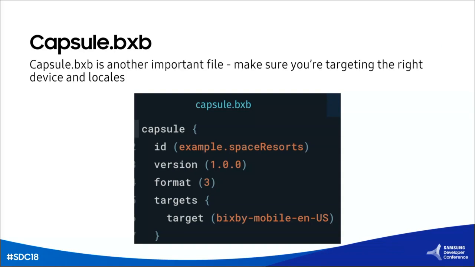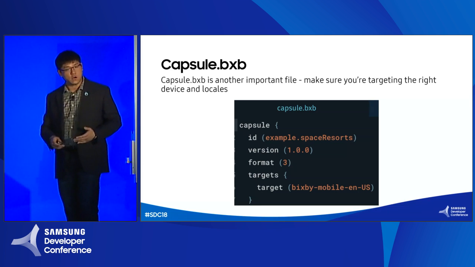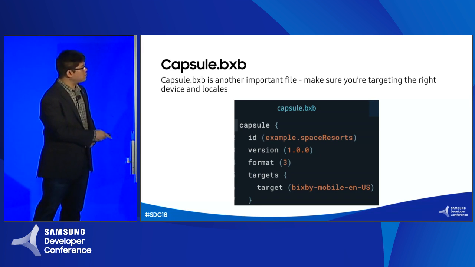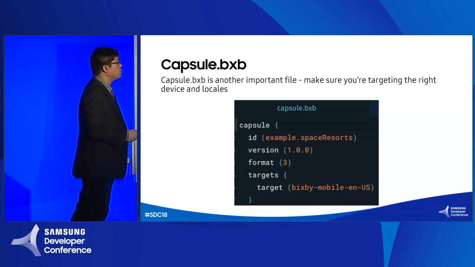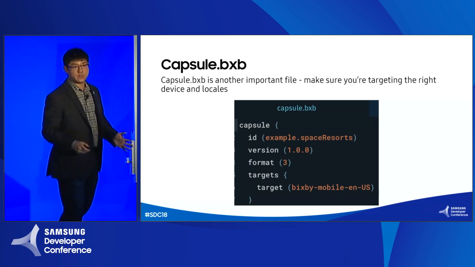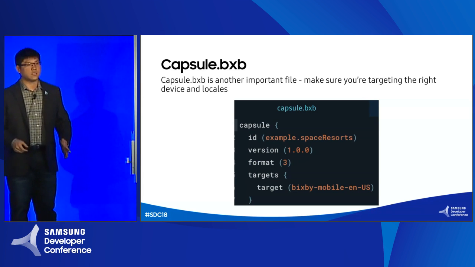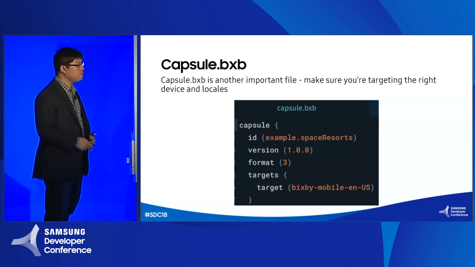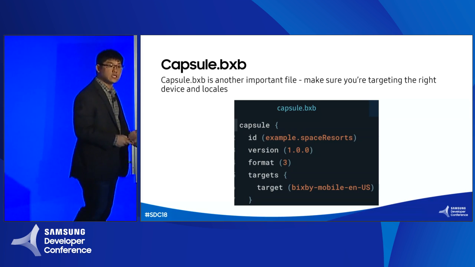The last file I want to talk about is this capsule.bxb file. Here you can define the target. And as we heard today in the keynote, there'll be many targets coming in the future. But for now, we have a Bixby Mobile, English US, for this Space Resorts capsule. If you're interested in seeing how you might localize a capsule, I encourage you to check out the schedule and come to tomorrow's localization and device targeting session.